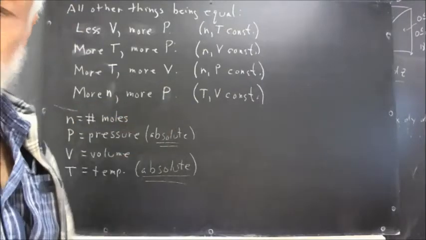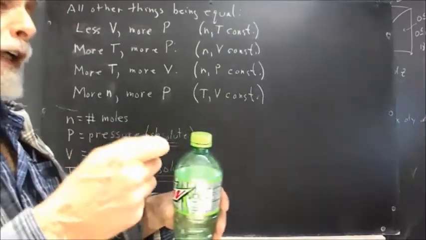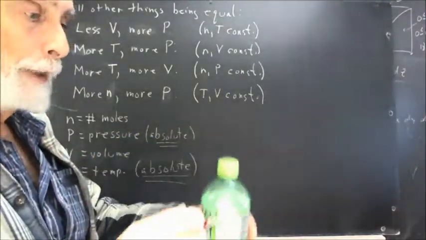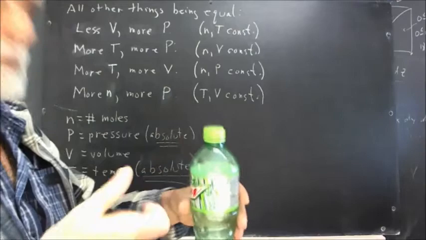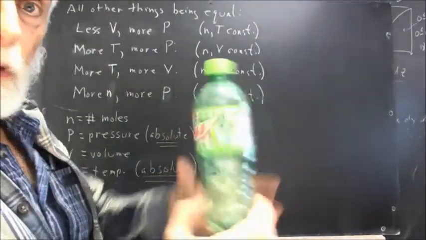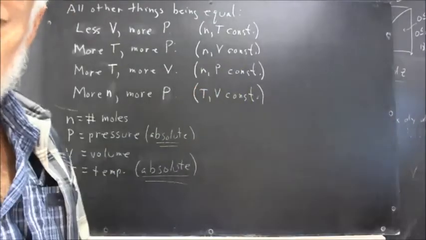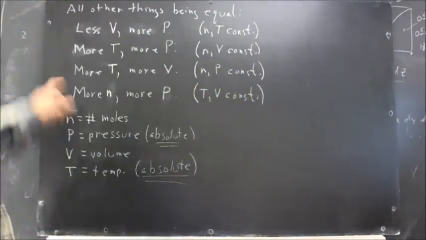More N, more P. If I somehow get more air into this, which I could easily do with a valve, a hole through the top, and a pressure tank or a compressor, I could get more air in here. What would that do? That would increase the pressure. It would make it a lot harder to compress this thing.